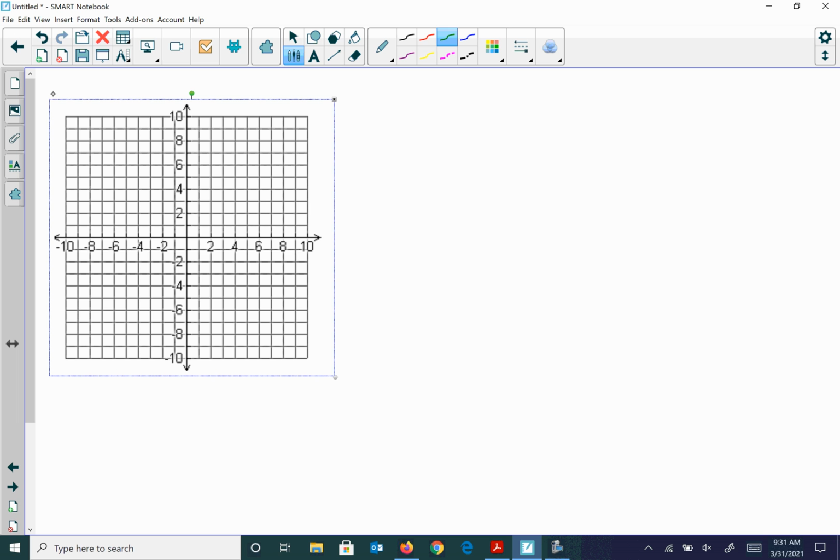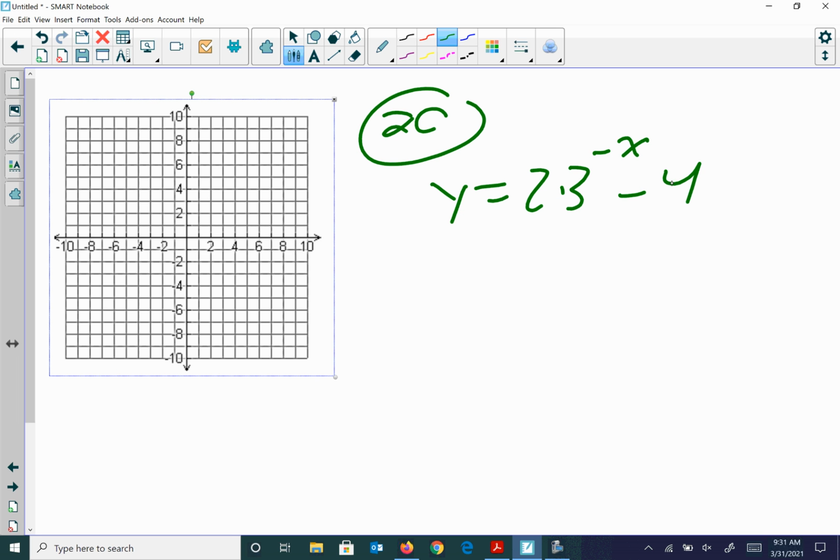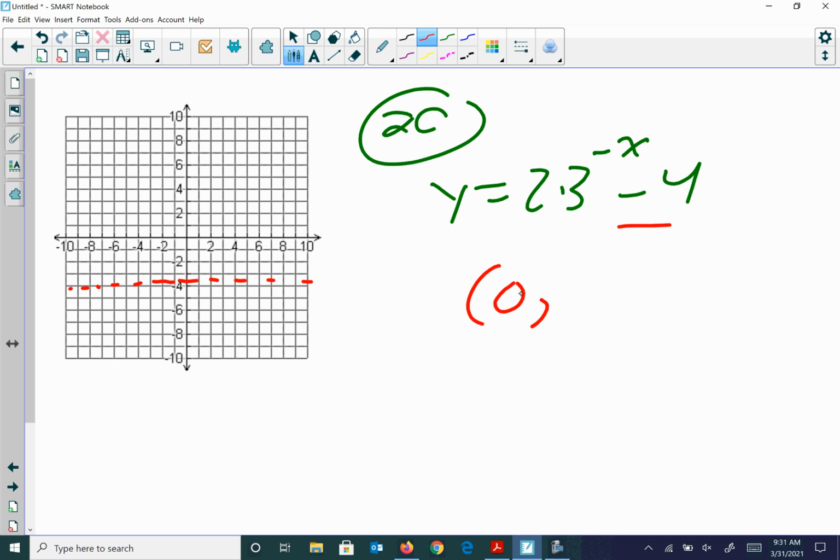Let's see, 2c is y equals 2 times 3 to the negative x minus 4. So that minus 4 is going to give me an asymptote down here. Okay, and let's start plugging some values in. If I plug 0 in, 3 to the negative 0 is the same thing as 3 to the 0, which is 1. 1 times 2 is 2. 2 minus 4 is negative 2. So 0, negative 2 is right here.